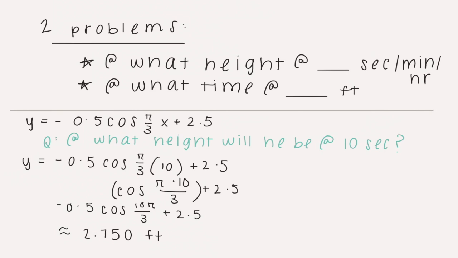So remember that you have to multiply the pi over 3 times the 10, because ideally there would be parentheses containing cosine of pi over 3 times 10. You can't do the cosine of pi over 3 as half and then multiply that by 10. That would get you the wrong answer. So you take the cosine of 10 pi over 3, multiply that by negative half, and then add your 2.5, and that gives you a final answer of 2.75 feet.